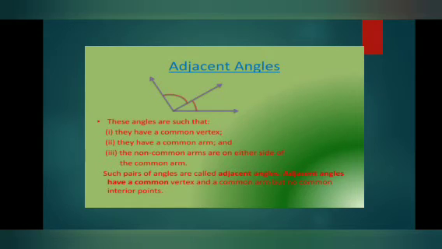Again, just a small definition. These angles are such that they have a common vertex, a common arc, and the non-common arcs on either side. Such pairs of angles are called adjacent angles. Adjacent angles will always have a common vertex and a common arc, but no common interior points. Already we have seen this; just to recap adjacent angles, I have given you the definition again in a point.